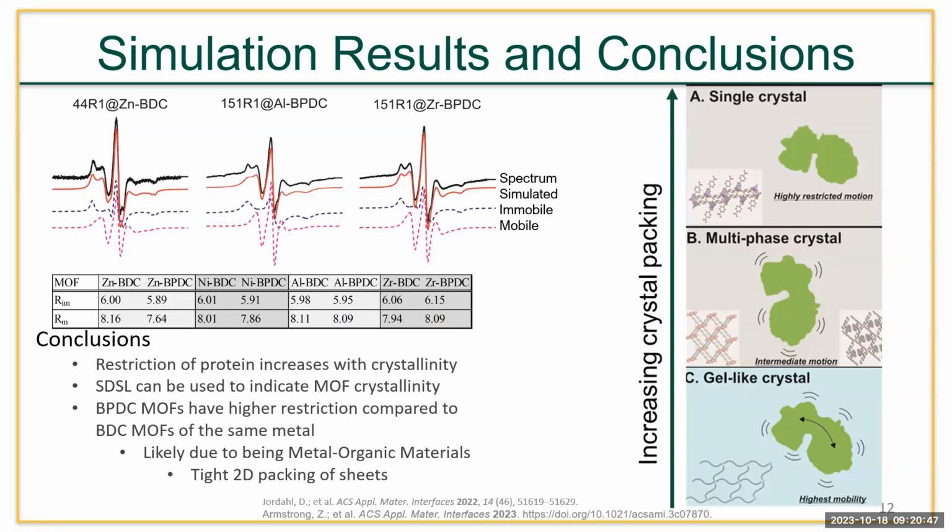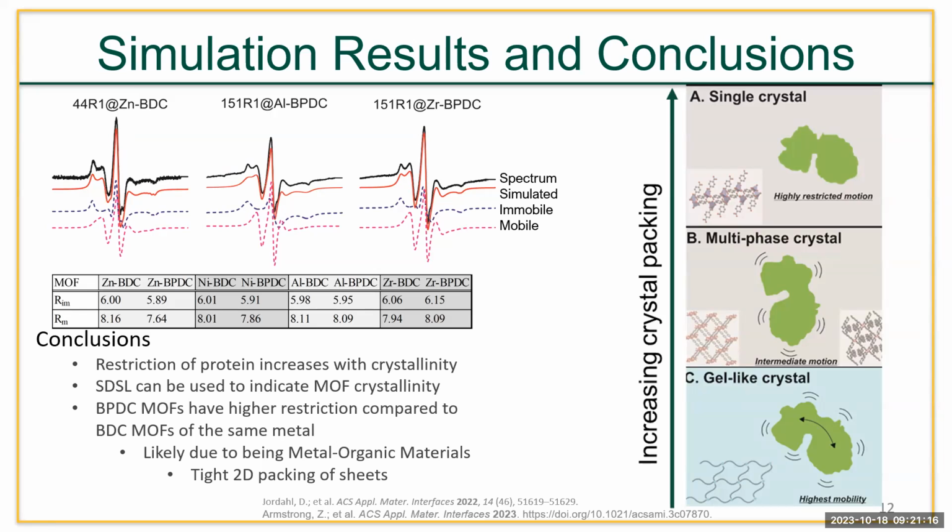And we also found that BPDC MOFs had higher restrictions compared to the BDC MOFs, which is interesting because the biphenyl MOFs, we would expect to have larger pores. So with the larger pores, we'd expect that there would be more mobility of the spin label. However, we didn't actually see this when we performed our scans and our tests, and we tested multiple times just to make sure that this was actually correct.